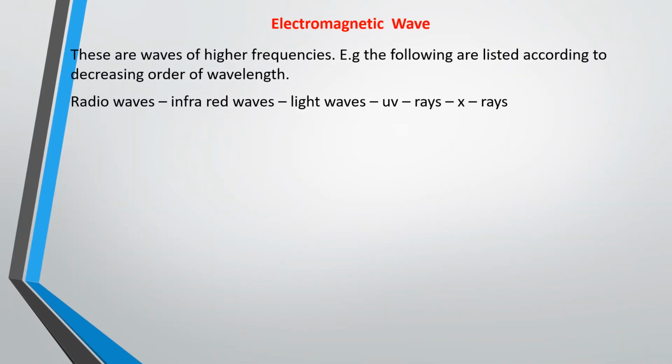Another type of wave that we just mentioned before is electromagnetic waves. These are waves of higher frequencies. They have different types of wavelengths, and they have higher frequencies. So we have waves like radio waves, infrared waves, light waves, UV rays. All these types of waves are known as electromagnetic waves because they have higher frequencies. Okay.